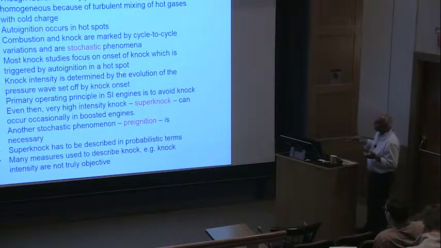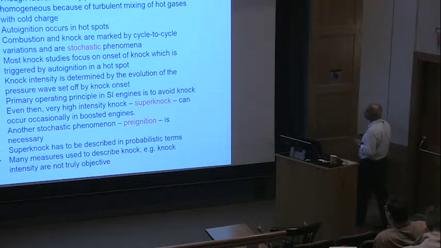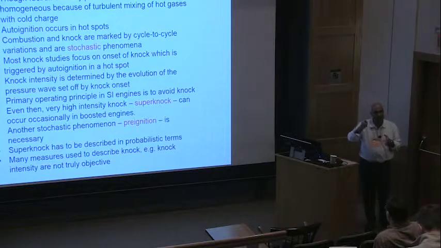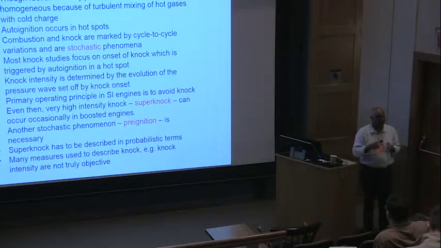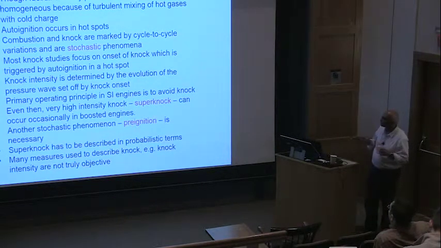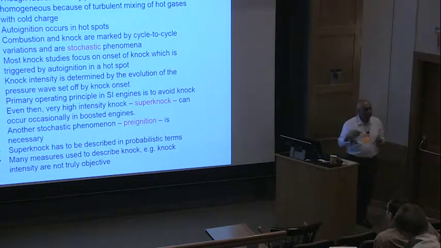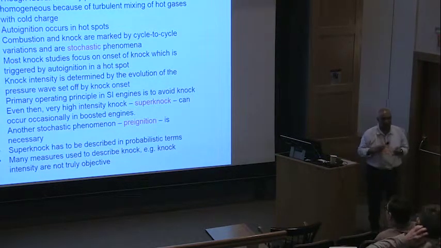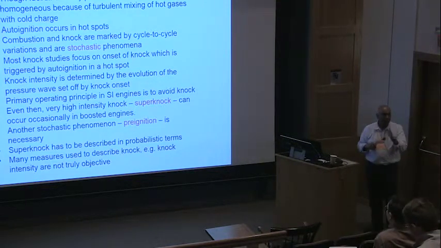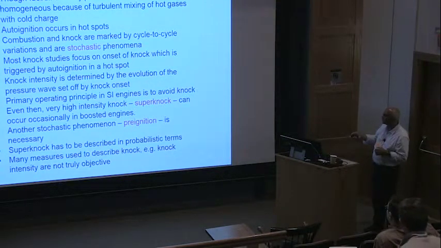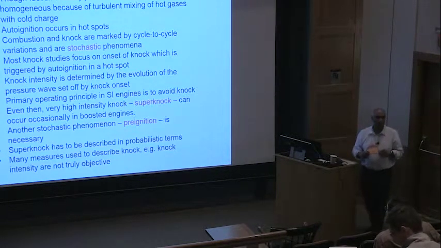Okay? And most knock studies focus on knock onset, that is, at what crank angle knock occurs, where auto ignition is deemed to occur. That's what we are interested in. But knock intensity, how the pressure fluctuations develop after this onset of knock, after auto ignition, is determined by the evolution of the pressure wave set off by the knock onset.